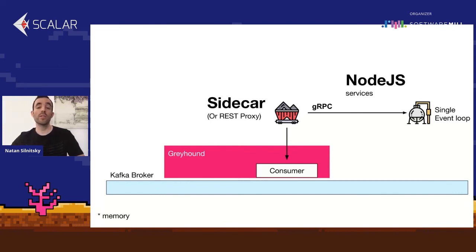There are alternative usages in the industry. There's the Confluent REST proxy that solves the exact same situation. A lot of companies build their own proxies. It's quite a common pattern with Kafka.